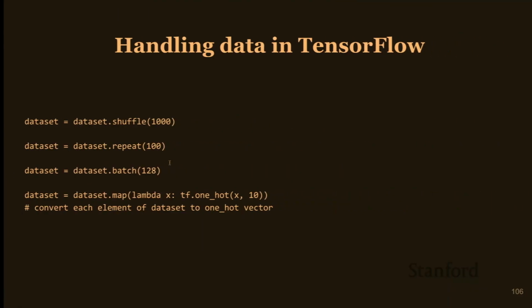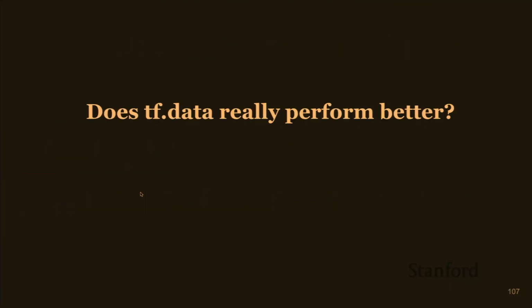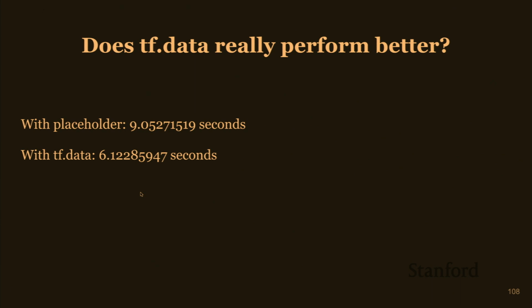Actually, if you run it, what I did at home is that I ran each model with placeholders and with datasets 100 times. On average, with placeholders, it takes 9 seconds, and with tf.data, it takes about 6 seconds. So we have about a 33% decrease in time, which can be a big help.